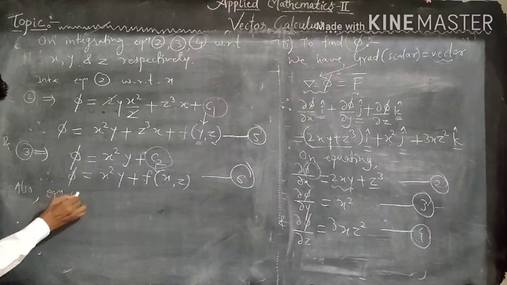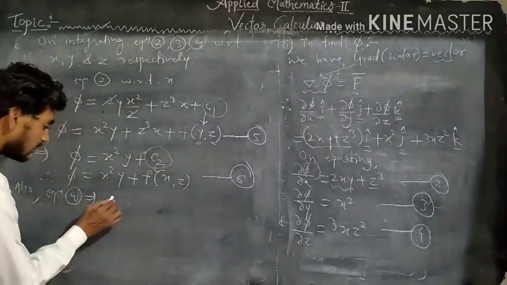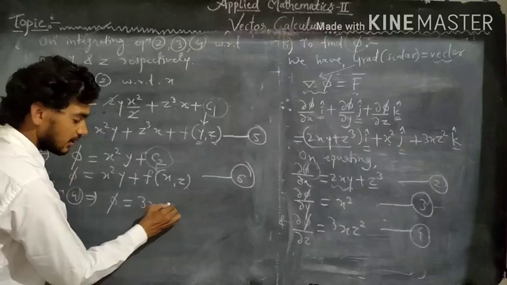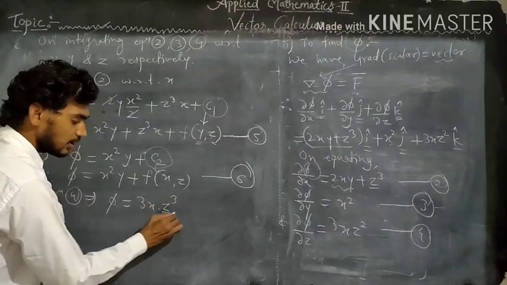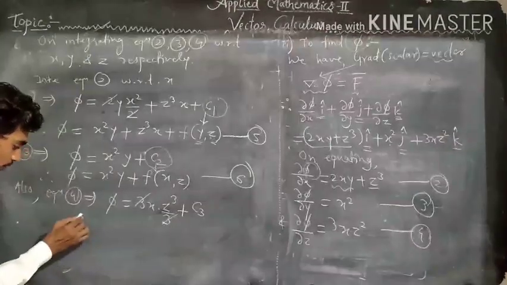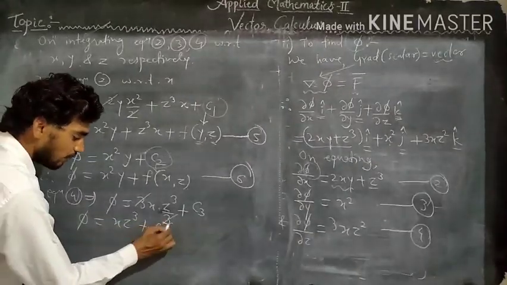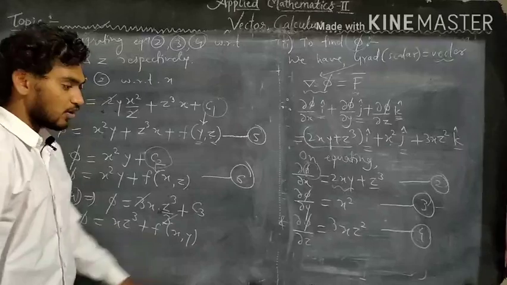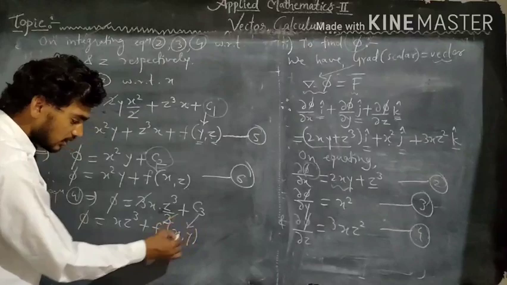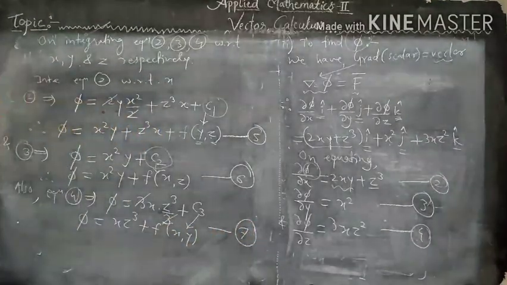Also equation 4 implies, now integrate equation 4 with respect to z. So it is phi equal to 3x constant, integration of z square is z cube by 3, plus constant of integration say c3. So after cancelling 3, we will get phi equal to x z cube plus f of x comma y, because with respect to z, x and y are constant, so constant c3 is replaced by f of x comma y. Say equation number 7.